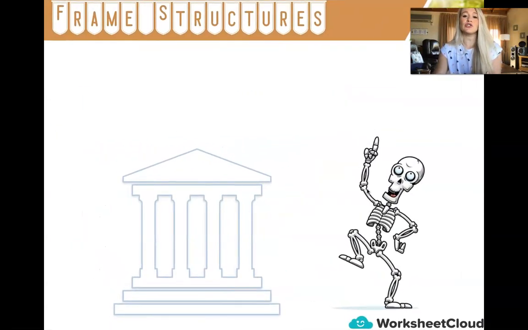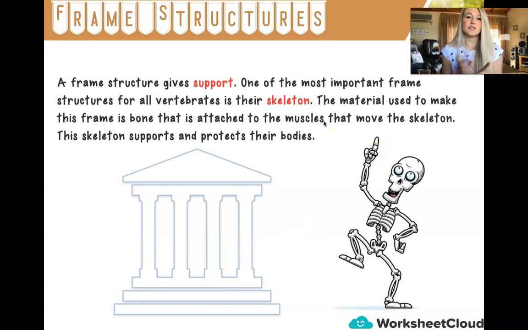Then we move on to frame structures. So now frame structures are quite important as well, because a frame structure gives support. One of the most important frame structures for all vertebrates is the skeleton. Right. The material used to make this frame is bone, and it is attached to the muscles that move the skeleton around. The skeleton supports and protects their bodies.